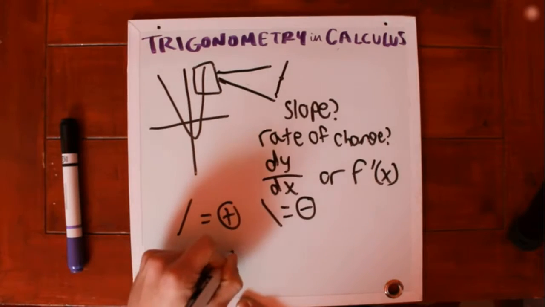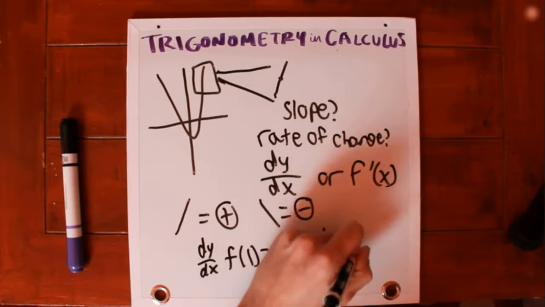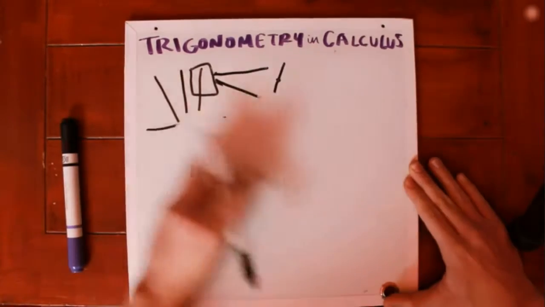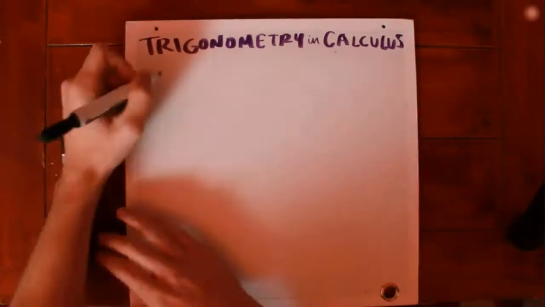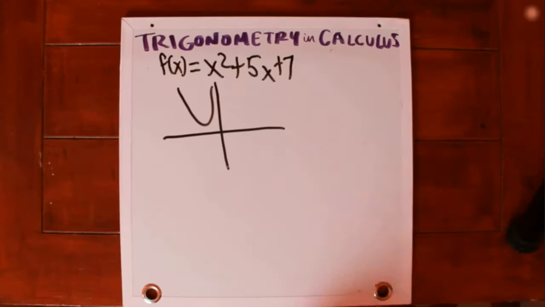Just as individual points on a function have a derivative represented by a constant number, entire functions have derivatives represented by another function. This all sounds a little weird in the abstract, so let's put it into action with a specific example. Let's find the derivative of the function x squared plus 5x plus 7. Now, there are many ways to find a function's derivative.